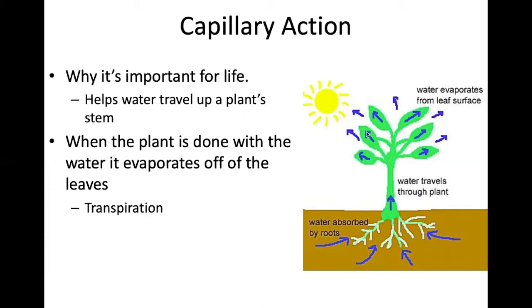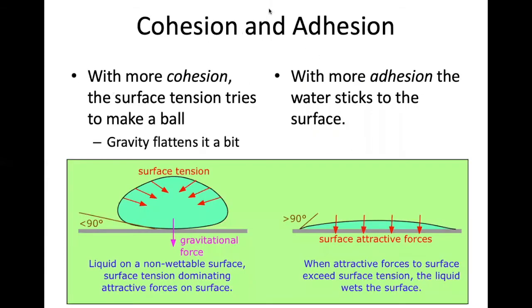When it gets to the top, the plant basically sweats, but we don't call it sweating for plants. We call it transpiration. When humans do it, it's perspiration. When plants do it, it's called transpiration. All the water molecules that they're done using turn to a gas and evaporate away. Helps cool the plant down.